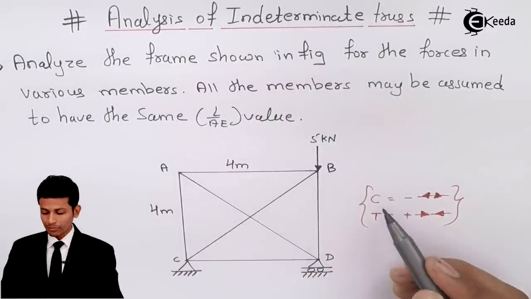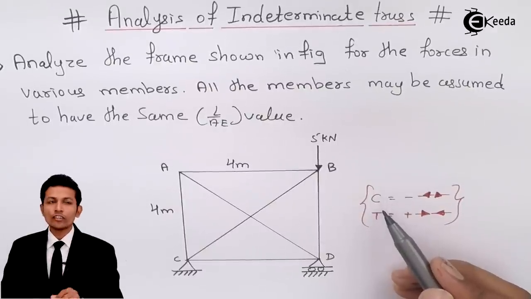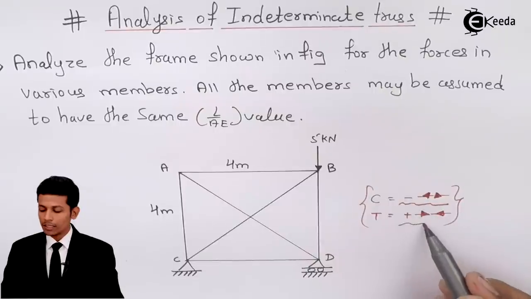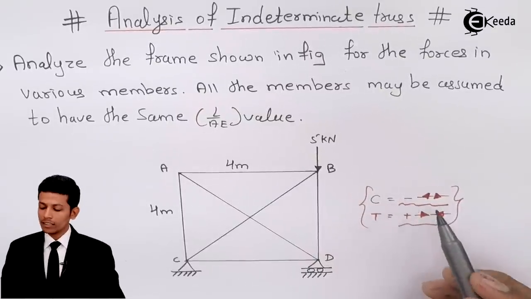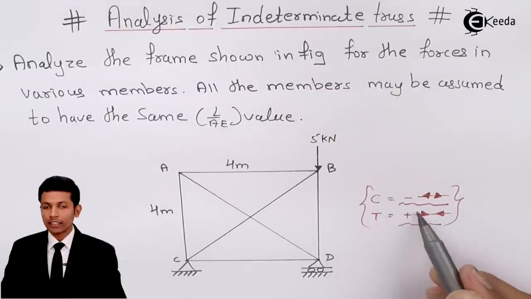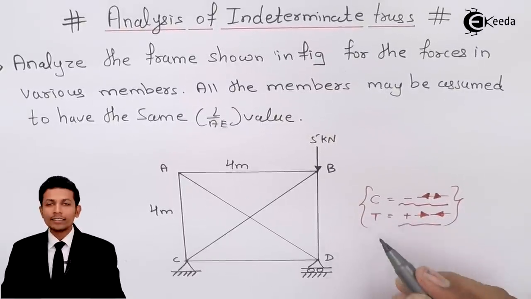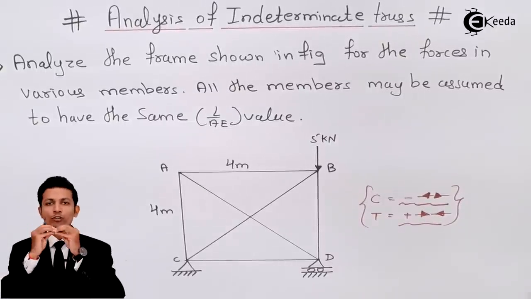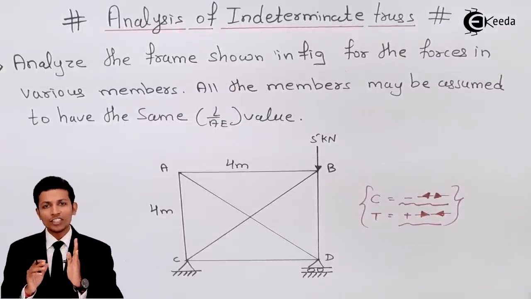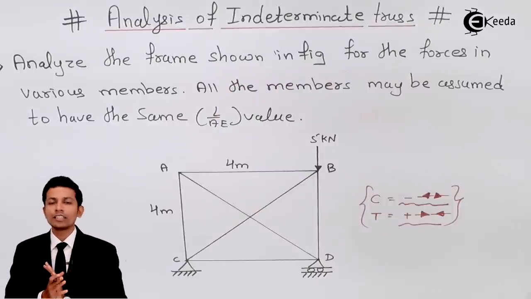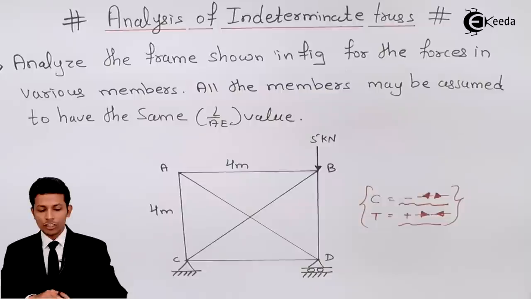Now in this chapter you have to remember compression means minus and tension means plus. Compression means minus, the sign will look like this, and tension will look like this. How will you remember? Tension is nothing but positive: two arrows kissing each other is tension. Two arrows away from each other is compression. You have to remember this part. Okay, now let's start with the solution.